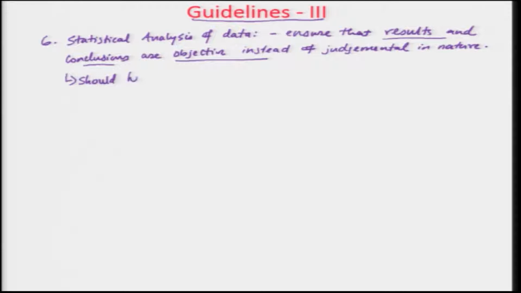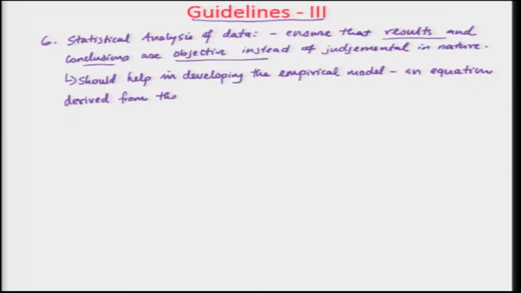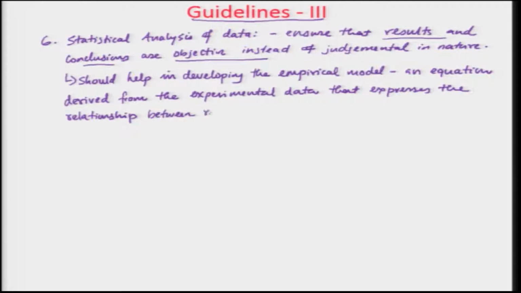It should help in developing the empirical model. Remember, we said this empirical model is required for us to optimize things, okay, work on it. Okay. So, what is the empirical model? An equation derived from the data, derived from the experimental data. Okay. You are deriving this equation from the experimental data that expresses the relationship between the response, okay, that is y, and important design factors. Okay. These are your x's.